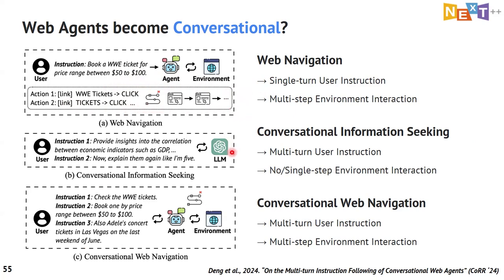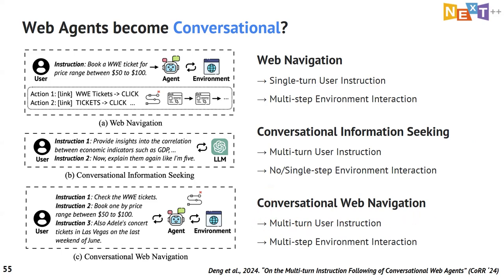And here another application is conversational information seeking. We can see that during conversational information seeking, there will be multi-turn user instructions, where the user may provide conversational task instructions. This means that it may omit some repeated information from the previous turns of the conversation or use pronouns to replace certain entities. Since information seeking typically relies on the internal knowledge of LLMs or a search engine, there will be no or only single step interaction with the environment for each conversation turn.